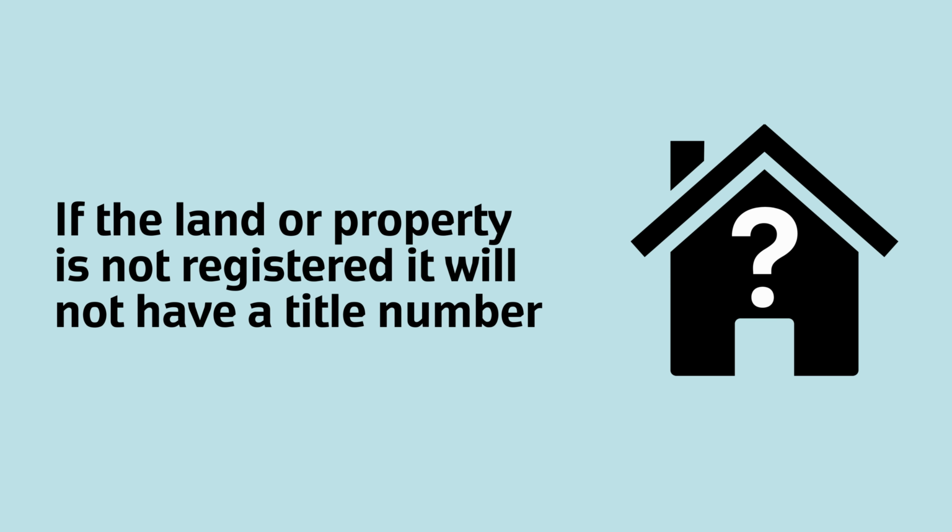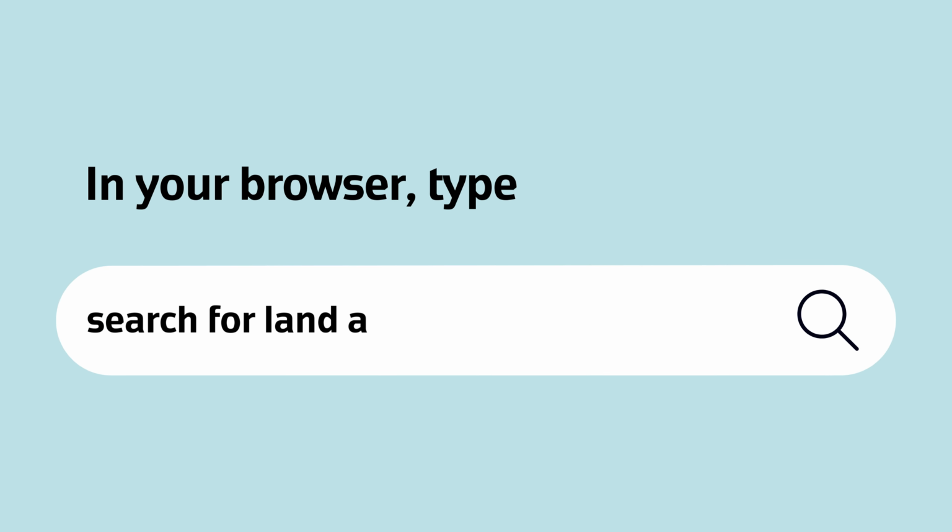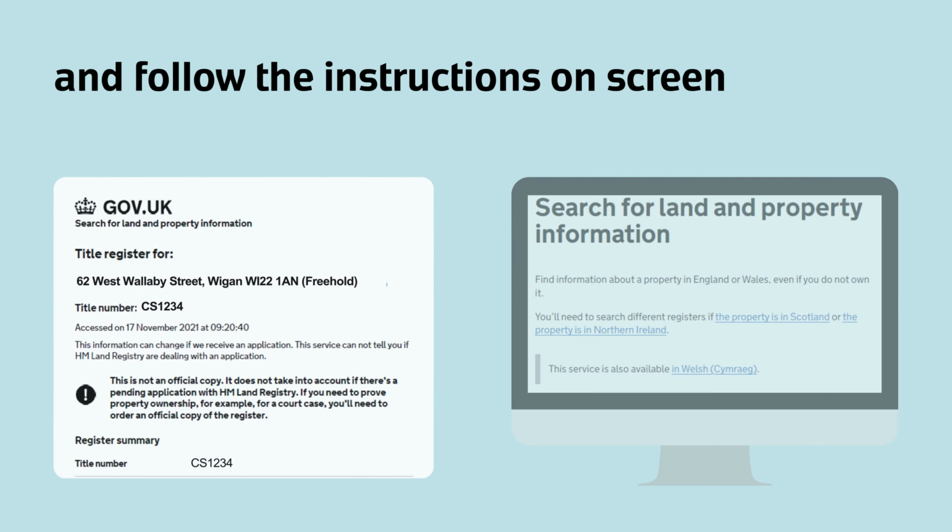If you don't have the title documents, the quickest and cheapest way to obtain them is to view or download a copy using our Search for Land and Property Information service available on gov.uk. In your browser, type Search for Land and Property Information and follow the on-screen instructions.